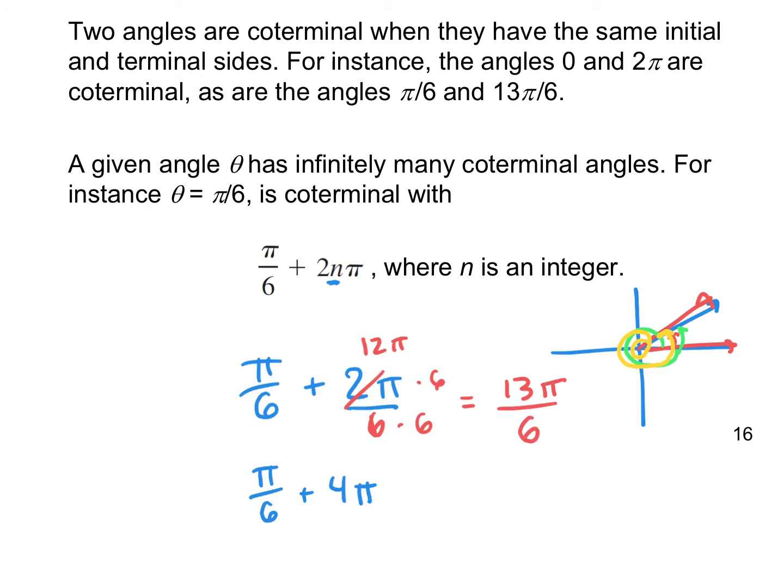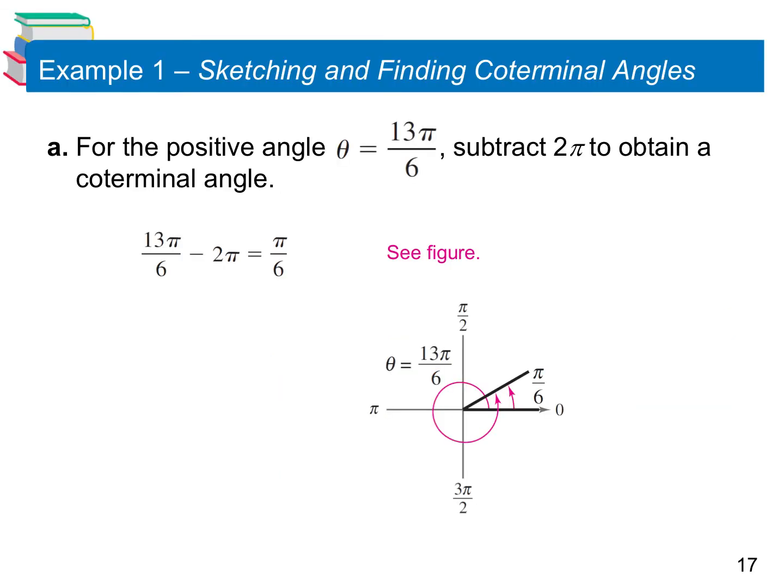So in order to add fractions, you need a common denominator. For the positive angle, if we had theta equal to 13 pi over 6, you would subtract 2 pi to find the coterminal angle. This is what we just did, but opposite, because we had pi over 6 and added 2 pi to it and got 13 pi over 6. So if it gives you a positive angle, subtract 2 pi to find a coterminal angle.